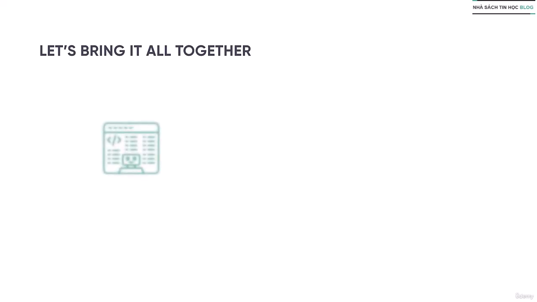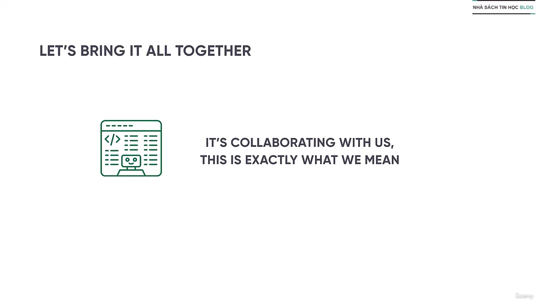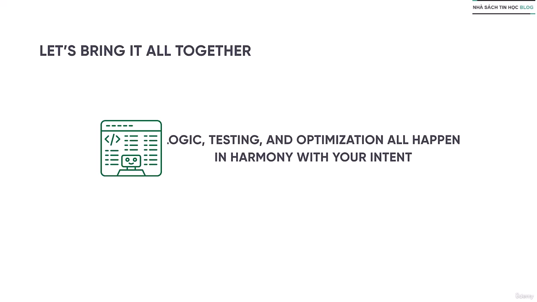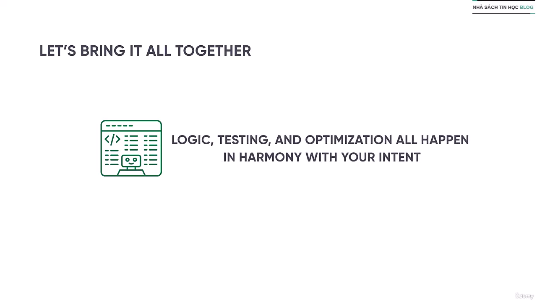So, when we say AI isn't just helping us code, it's collaborating with us, this is exactly what we mean. Agentic AI transforms coding from a solo task into a partnership, a rhythm where logic, testing, and optimization all happen in harmony with your intent.